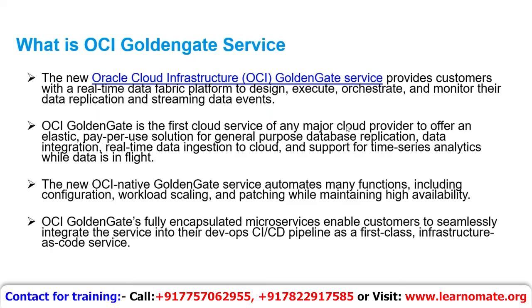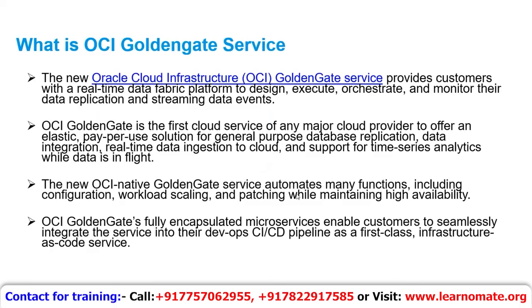So the advantage is for organizations which have licensing issues. When you use GoldenGate on-prem, it is calculated based on the number of CPUs, number of database cores, etc. However, this OCI GoldenGate is a pay-per-use solution for general purpose database solutions. So whatever you use, you only have to pay. For the time being, if your service is down, you don't have to pay for this.